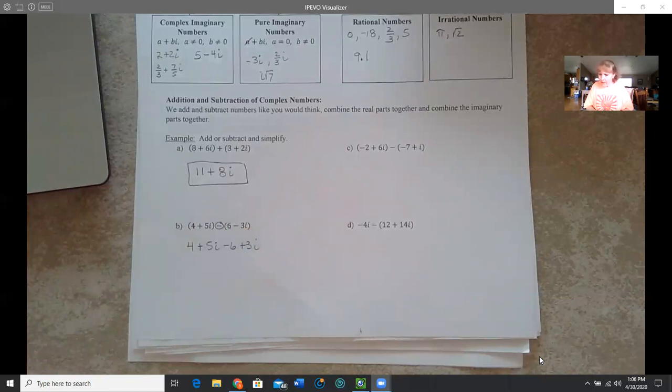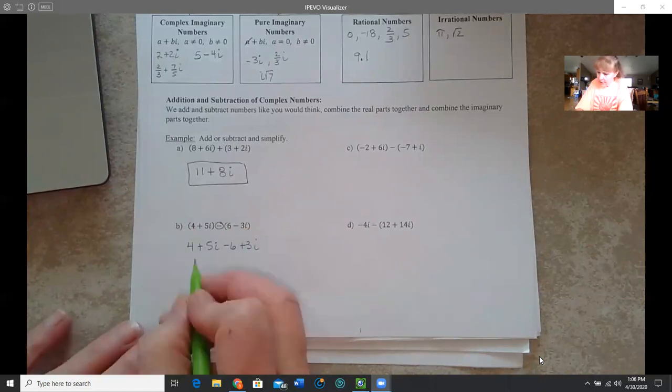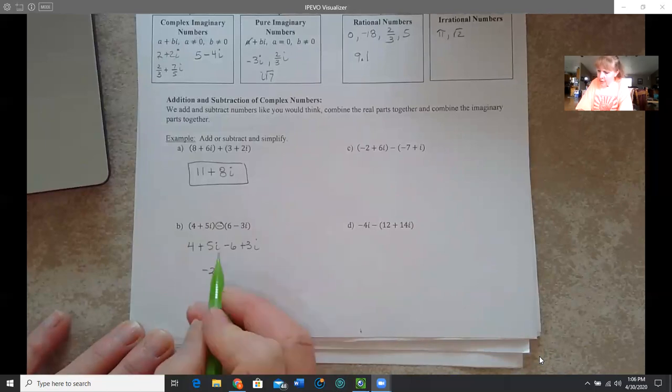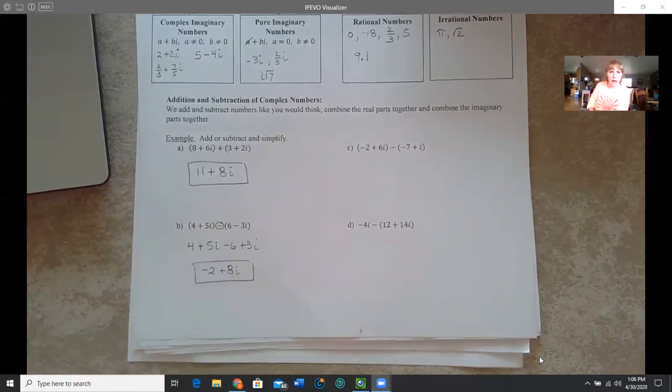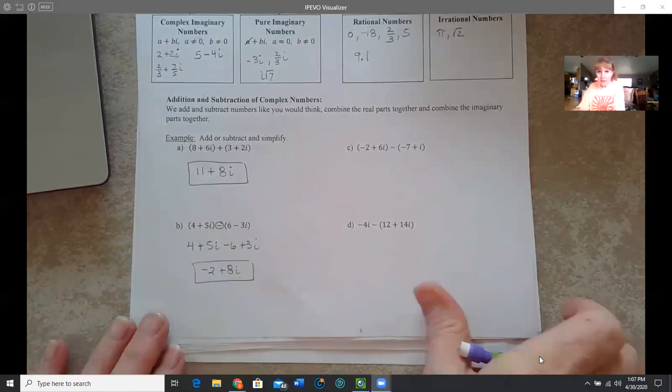So now when we combine these, the reals are 4 and minus 6. So the real part of our answer is a minus 2. The imaginary part is a plus 8i. So we have a minus 2 plus 8i as your answer. Okay, the real part and the imaginary part form a complex number. It's just kind of neat that we have this all new number system to work with and to solve. It's kind of cool.